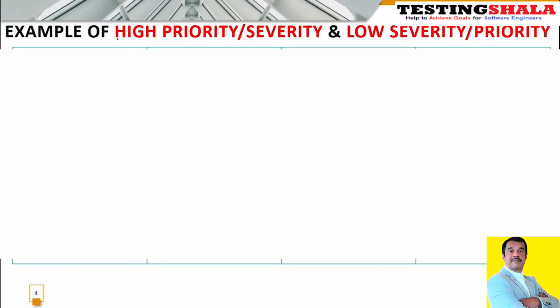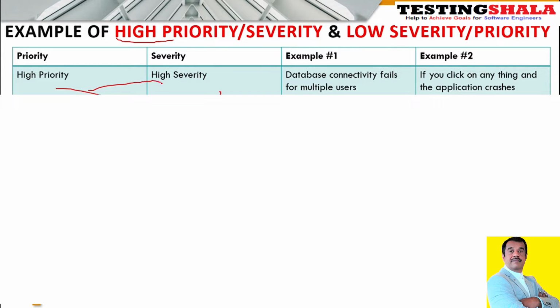So in this video, I will be providing certain examples related to high priority and high severity defects. Similarly, low severity and low priority defects. Let's take the first example, high priority and high severity.